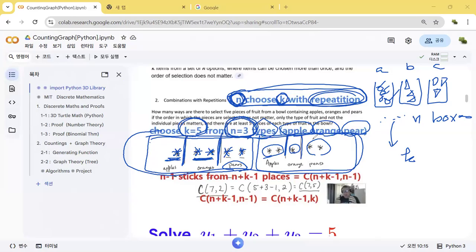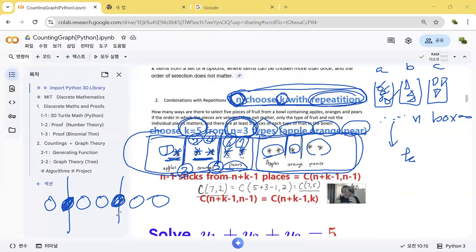So in this way, how many objects? This is one, and just count 2, 3, 4, 5, 6, 7. So now this one equals 1, 2, 3, 4, 5, 6, 7. So just choose bars. There are seven possible positions. If you choose this one and this one as bars, then that means there are one apple, two oranges, and two pears. So this one can be reinterpreted in this way.